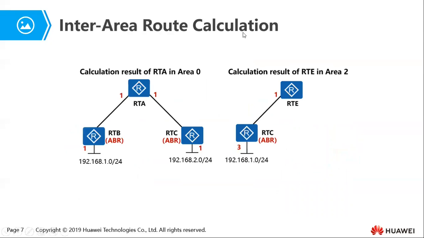So that is just what they were showing you here, that if RTE wants to send a packet to the 1.0 network, it will simply send it to the ABR, which is RTC. Then RTC will know how to forward it until it gets to the 1.0 network.